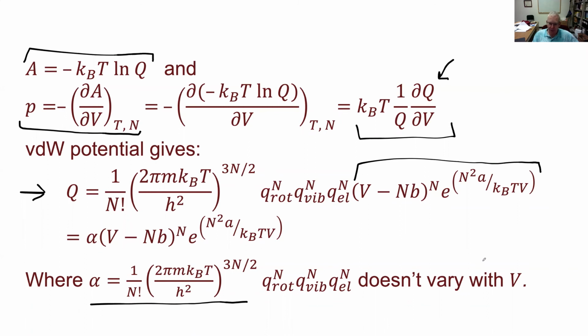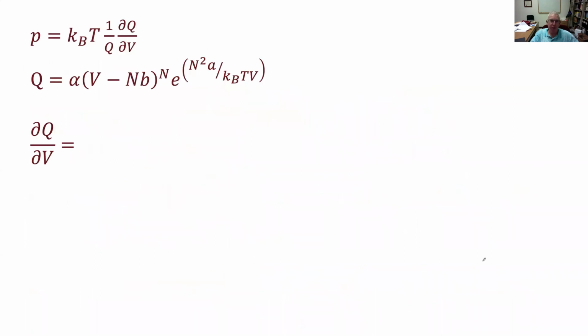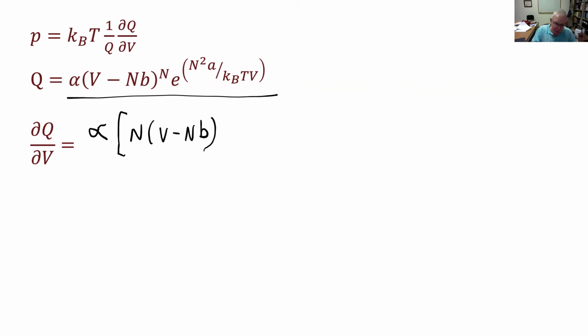So armed with that, we're going to do a little bit of work to establish that we get the van der Waals equation out of this. First thing we have to do is get the derivative of Q with respect to volume. I've got what Q is up here, and I want to write down the derivative of Q with respect to volume. When I do that, I'm going to have my alpha in front, because that's the part that's not a function of V. Then from that, I'm going to get a piece that is N times (V minus Nb), and that comes from the piece in front. Now instead of the N power, it's going to be the N minus 1 power.